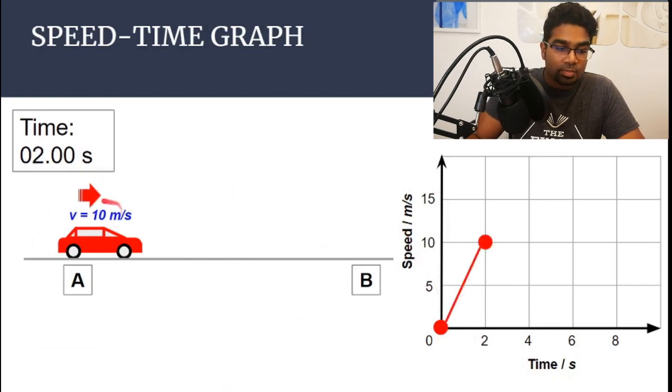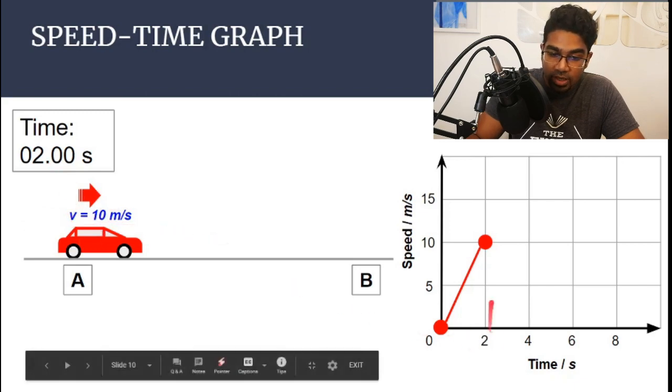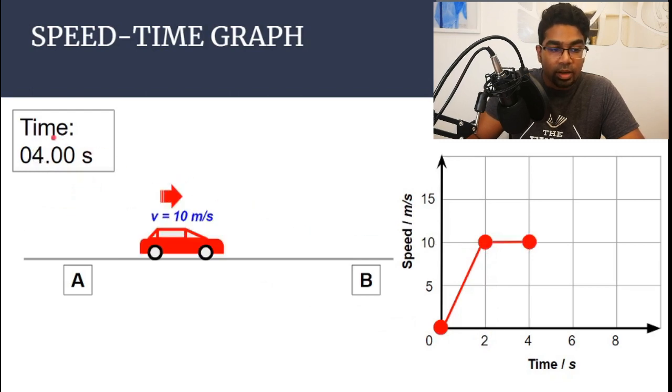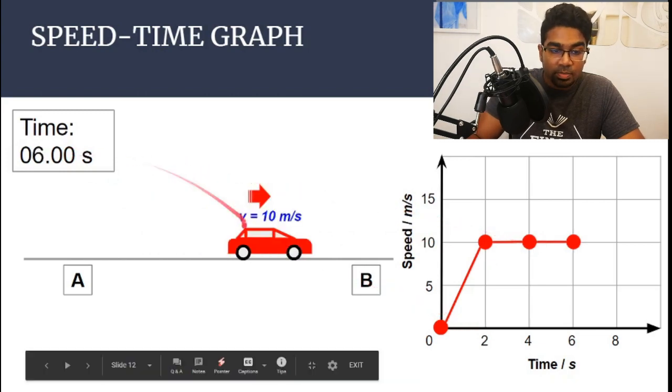At 2 seconds, the speed is 10 meters per second. The car has started moving, and at 2 seconds, the speed is 10 meters per second. So 2 seconds, 10 meters per second. This is the second point. And at 4 seconds, the speed is 10 meters per second. At 6 seconds, the speed is 10 meters per second. I want you to notice that the speed did not change from 2 to 6 seconds. The speed has remained at 10 meters per second.